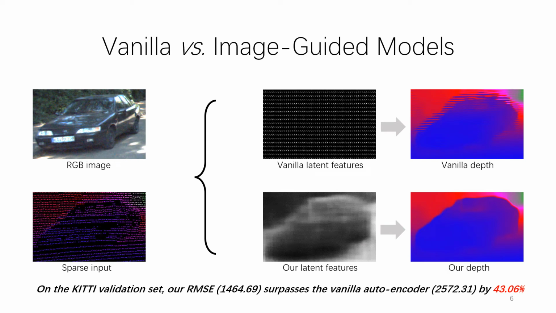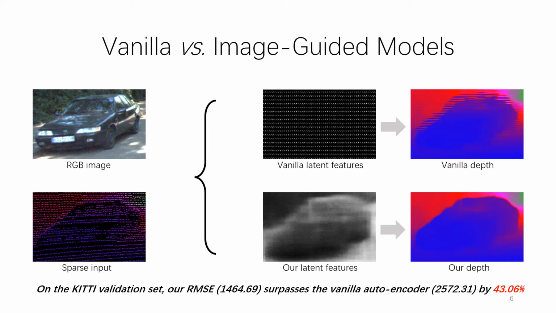To validate the effectiveness of the proposed intermediate image guidance, we compare the performance with and without this image guidance. We call the model without the image guidance the vanilla model. As shown in this figure, we clearly see that vanilla latent features are sparse and cannot reflect any structures or shapes of the car. The dense depths recovered from it present severe artifacts, especially around the car boundary.